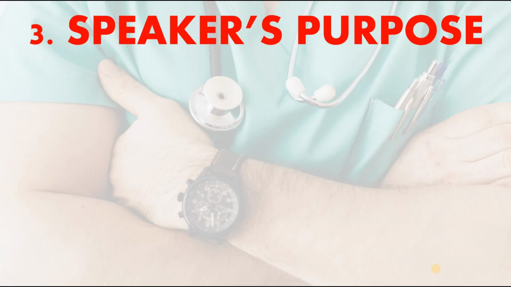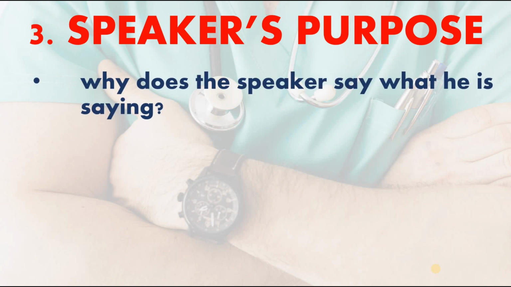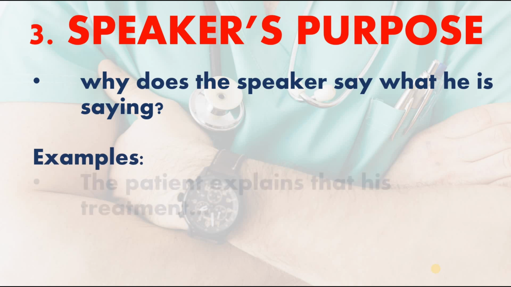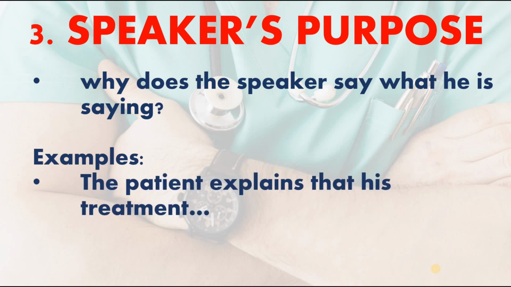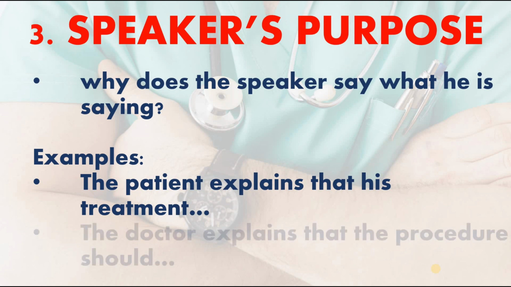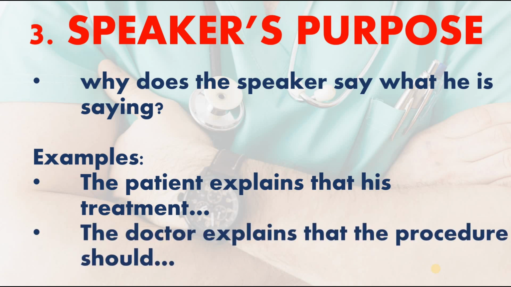Next, we have speaker's purpose. This question type asks why the speaker says what he's saying and the result the speaker wants. So one example of this question is the patient explains that his treatment, let's say, does not resolve the pain. The patient's purpose here is to inform the other person, for instance, the nurse or the doctor, that his pain doesn't go away with his current treatment. Another example is this one. The doctor explains that the practice should. A possible purpose here is that the doctor informs the patient about the benefit of the procedure.